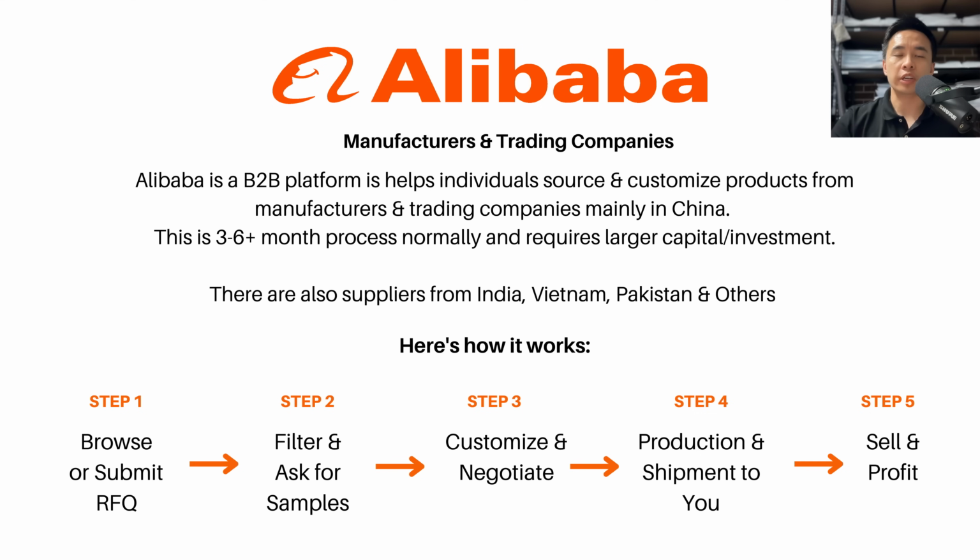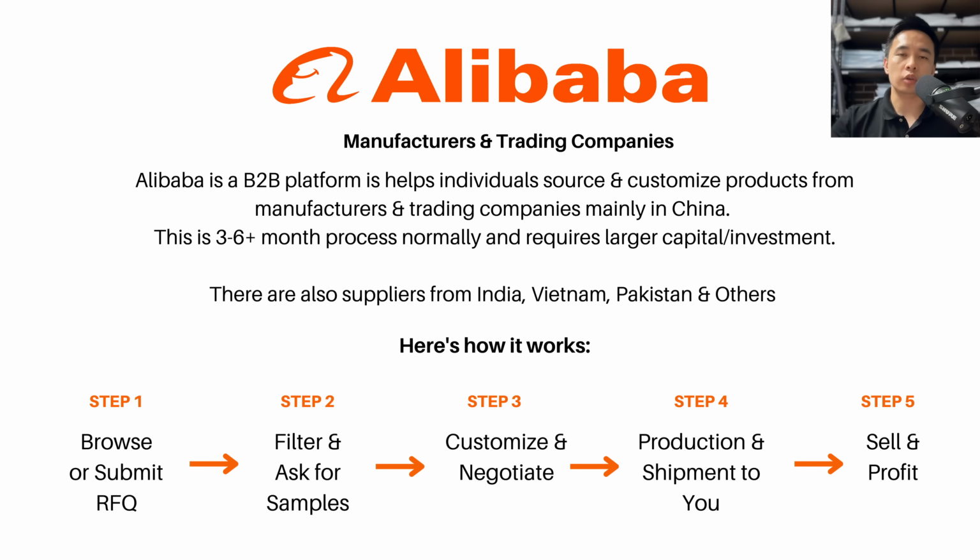One of the more traditional ways of sourcing a product is contacting manufacturers so they can actually custom make your products for you. Obviously, it's going to take a little bit longer as well as cost a little bit more money. So Alibaba is a very popular B2B platform that allows you to get in touch directly with manufacturers, mainly from China. They've also got a lot of manufacturers from India, Vietnam, Pakistan, and other countries as well.